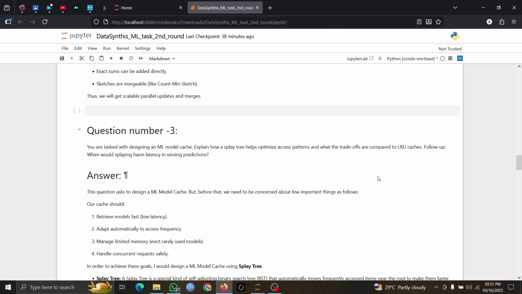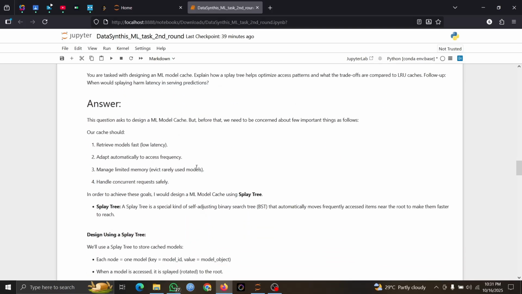Now moving on to the third question, which is: you are asked to design a machine learning model cache. Explain how a splay tree helps to optimize access patterns and what the trade-offs are compared to LRU caches. There is also a follow-up question: when would splaying harm the latency in serving predictions?